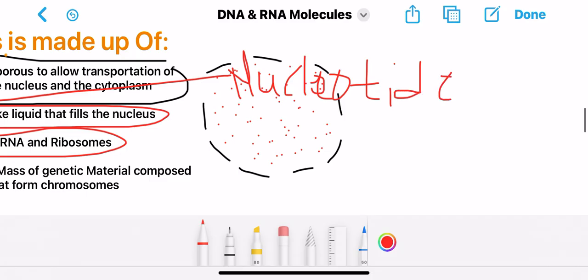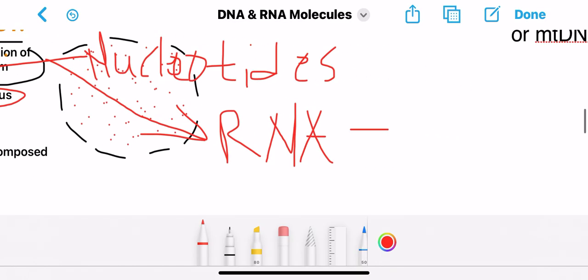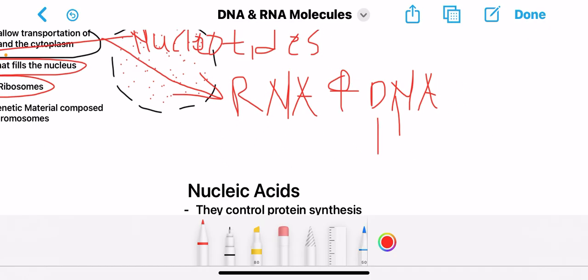Nucleotides. And which are essential for what? For RNA and DNA replication.